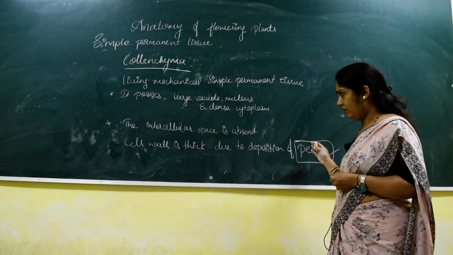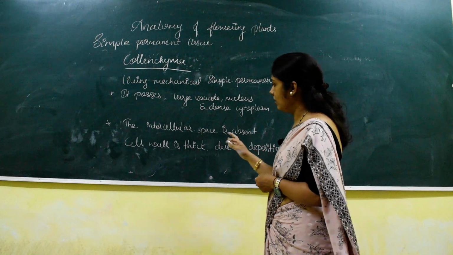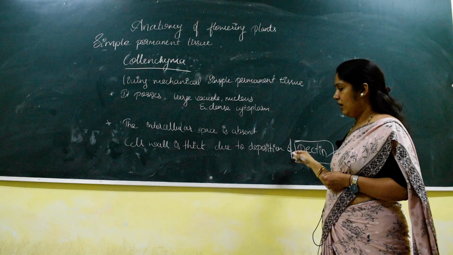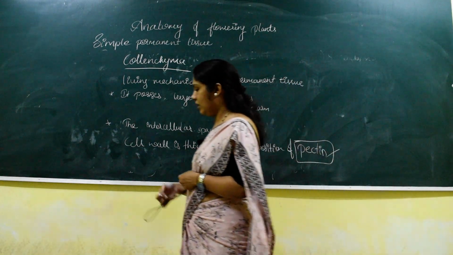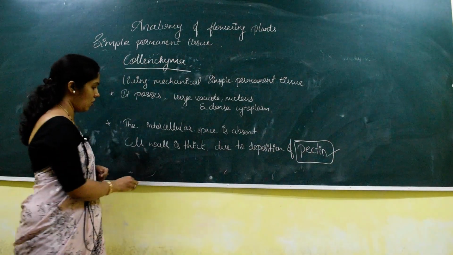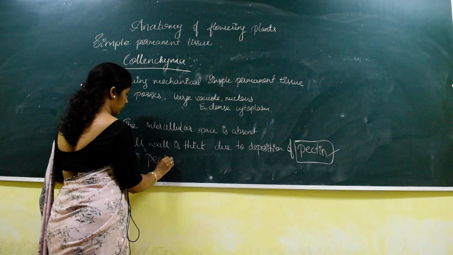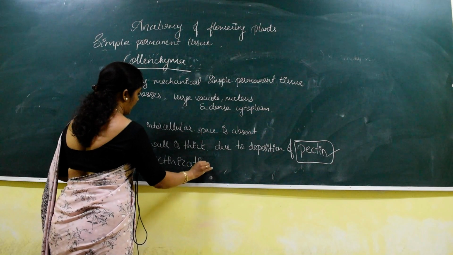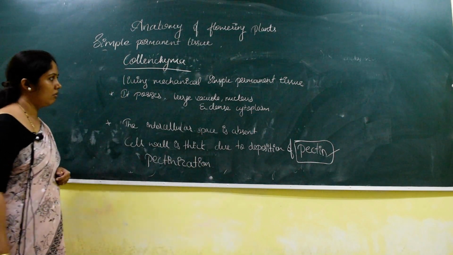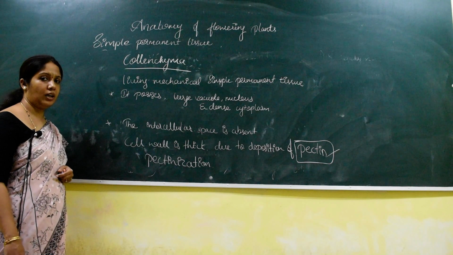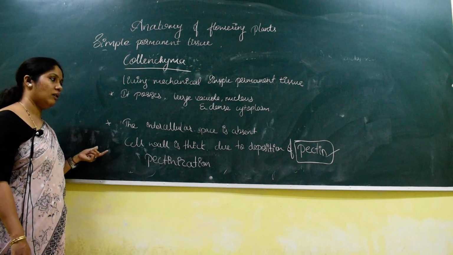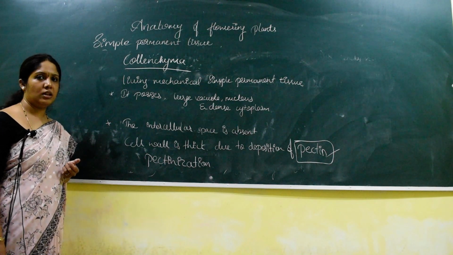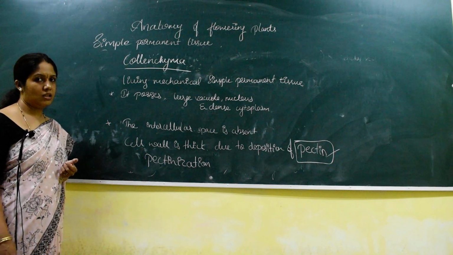So now here just remember the cell wall is very thick due to the deposition of what? Pectin. And the process of deposition of pectin in the cell wall is called pectinization. Now what is the function of this Chloranchyma? As it has a very thick cell wall, it is mainly involved in providing mechanical support.